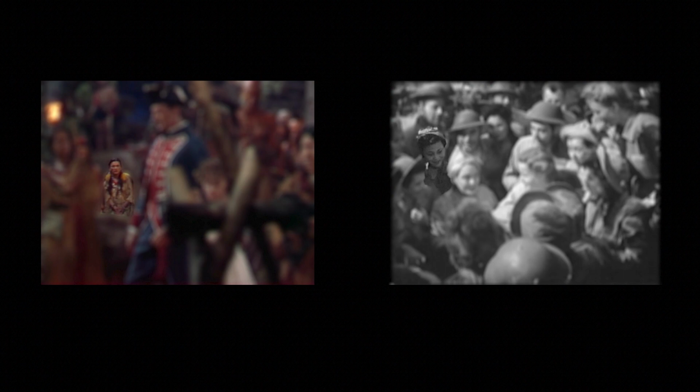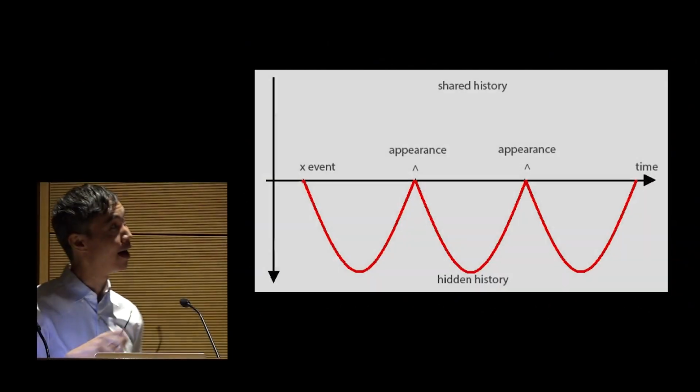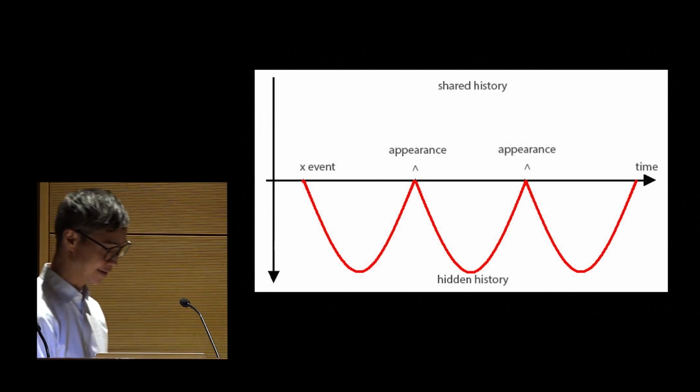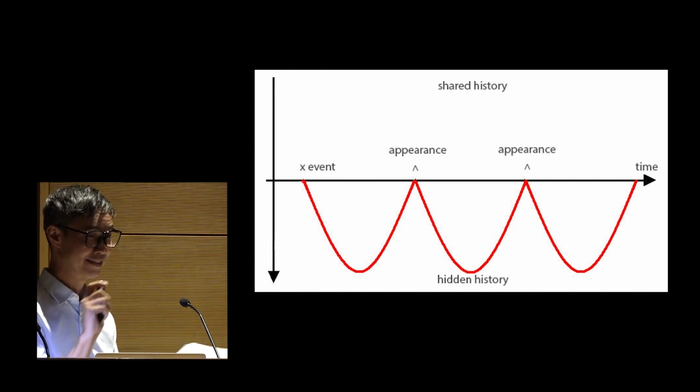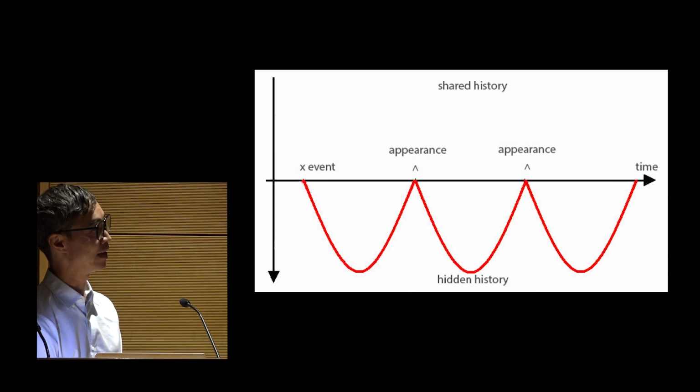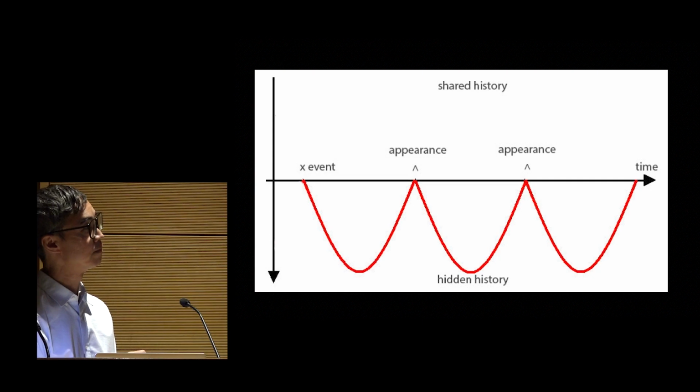One thing I started thinking about was how ghosts work. I'm going to use a pointer. This is my take on how a ghost works. This line is shared history. Everything above here is shared history. Usually there's a murder, an event, and this crime splits off from shared history and becomes a hidden history.